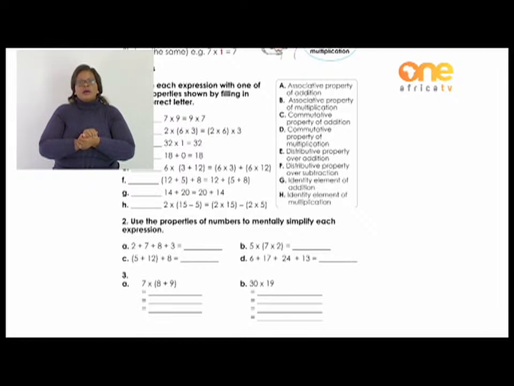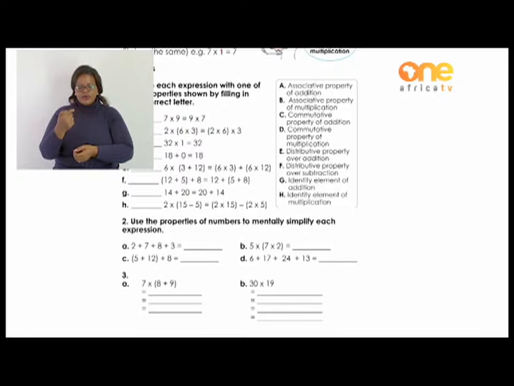For example, the first one, A, we have 7 times 9, which can also be 9 times 7. What was applied there? Remember, is it grouping? Is it order? Or is it giving? If you can remember those three aspects, you should be able to see which one is used there and just put a letter from the box. Which letter from the box is suitable for that expression? You do that until H. You just choose a letter which is appropriate for that.